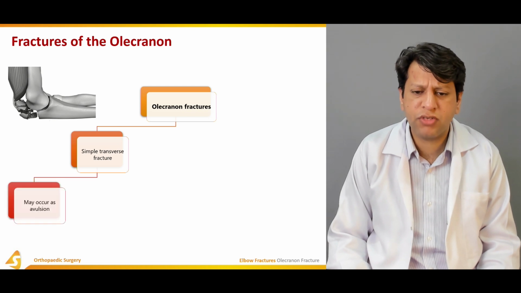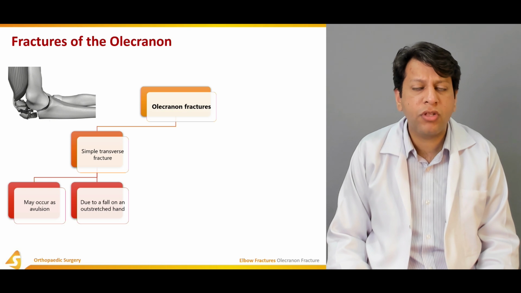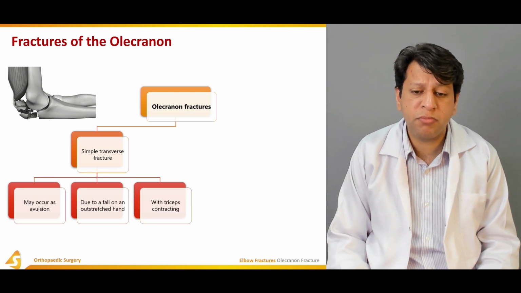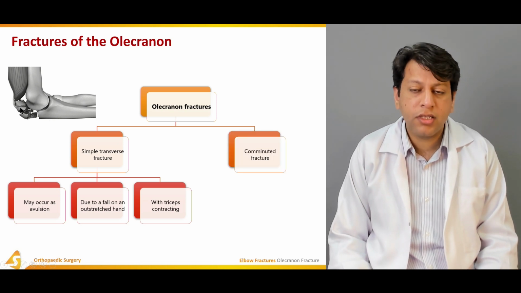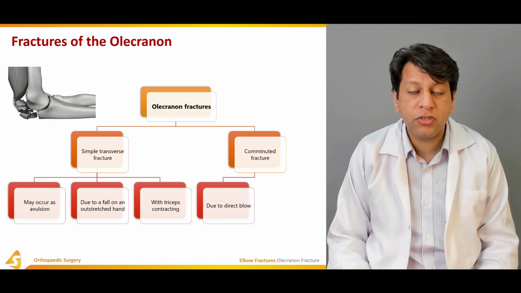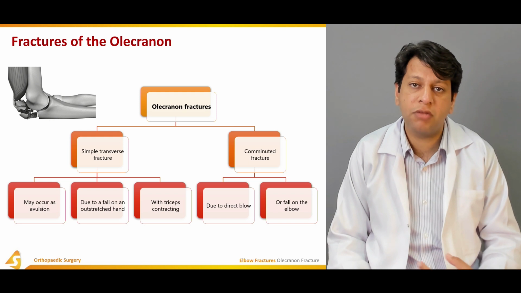There could be a simple transverse fracture, which may occur as a part of avulsion due to a fall on the outstretched hand with the maximum tricep pull, the tricep contracting so much because the tricep is attached on the tip of the olecranon. Others are comminuted fractures, which could be due to a direct blow to the elbow or a fall on the flexed elbow mainly.